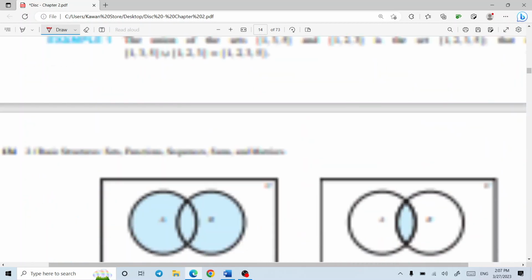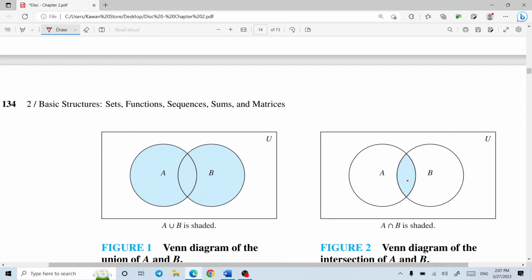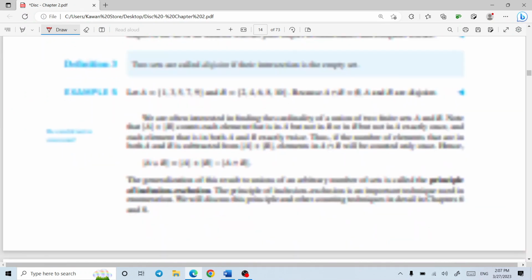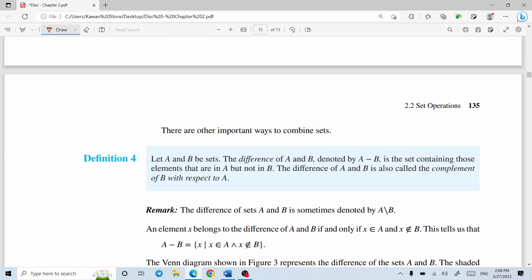And of course, you can use the Venn diagram to show the union and also the intersection of sets. Whenever we have two disjoint sets, the intersection between them is phi. Here's A, here's B, and there is no connection, nothing common between these two sets. Clear? Here's the definition. Any question about the disjoint sets?